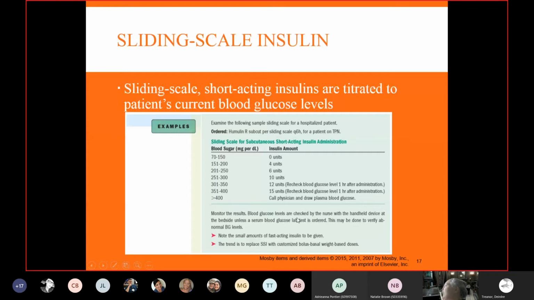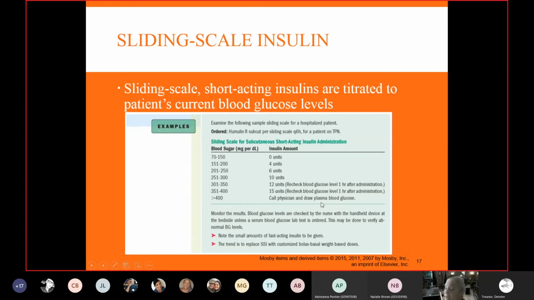So if you're looking here at the sliding scale, it's every 6 hours. They're on Humulin R, so it's rapid acting. If their blood sugar is 70 to 150, they get 0 units. If it's 151 to 204, and so on and so forth. Now, when you get down to 301-350, 351-400, you see that you're supposed to give units and then recheck 1 hour after you administer it. And then anything over 400, you're going to call the physician and get a plasma glucose.